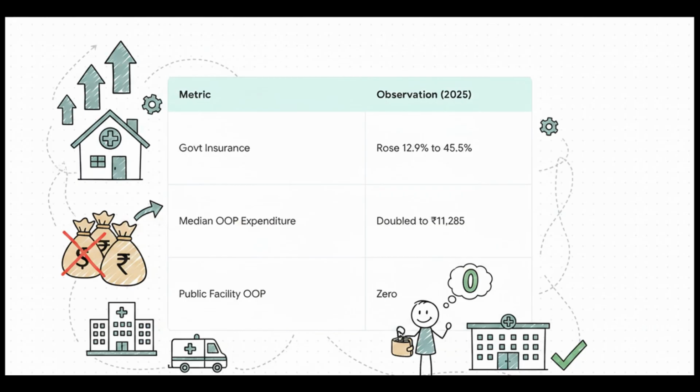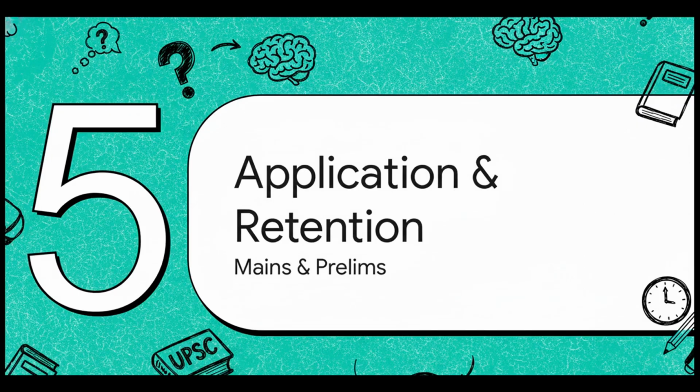However, to be fair and show the complete picture, non-hospitalization care at public facilities has a median out-of-pocket expenditure of literally zero, proving definitively that the public system can and does deliver exceptionally well when it's adequately funded and utilized. All right, Section 5, Application and Retention for Mains and Prelims.